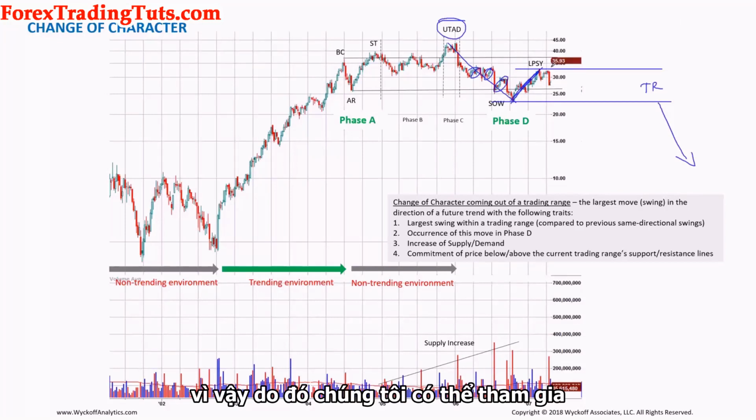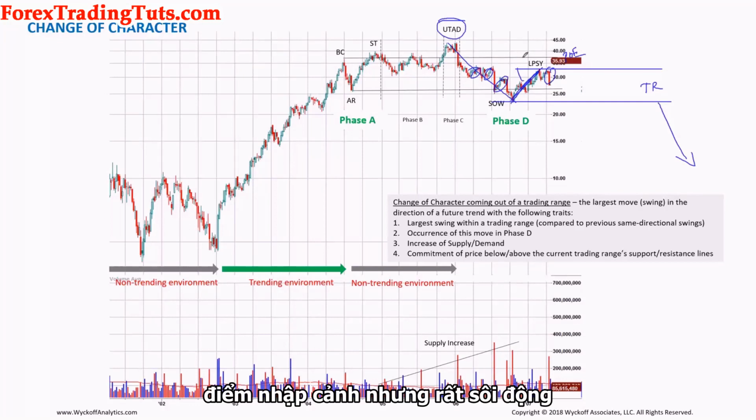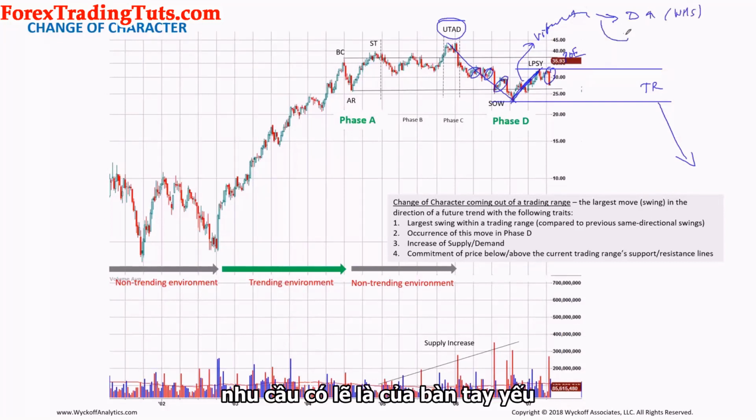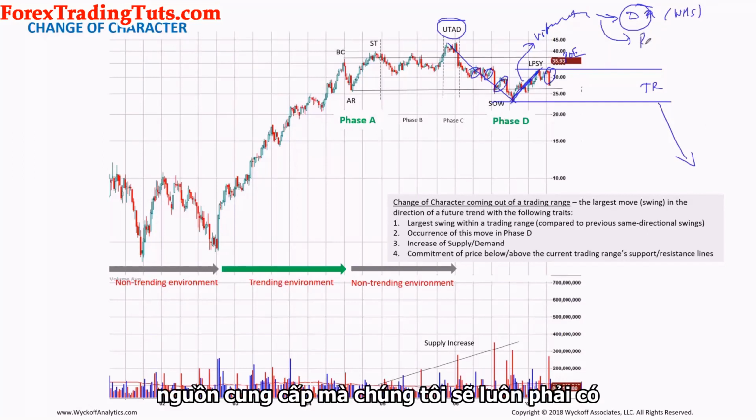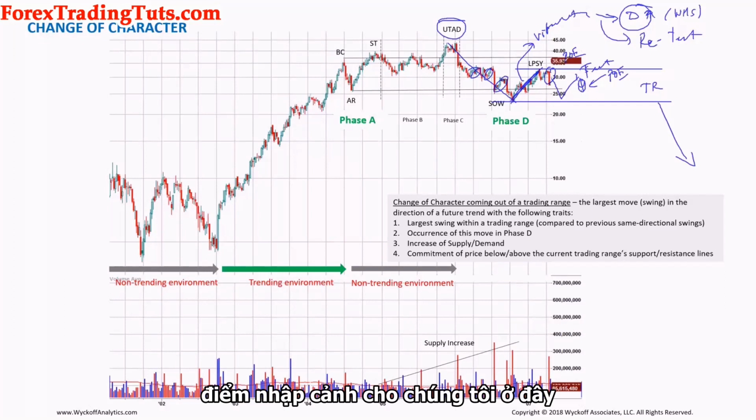So we could be entering a position right here. This could be our point of entry, but the very vibrant rally suggests that demand is there, and this demand is probably of weak hands. But an increase of the demand, as an increase of the supply, will always have to have some kind of test or retest. So we are thinking that maybe there's going to be some kind of test again at this level, and there's going to be another point of entry for us here.